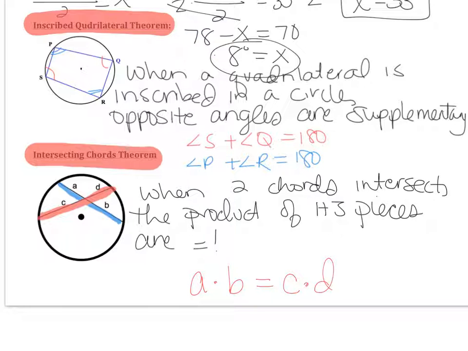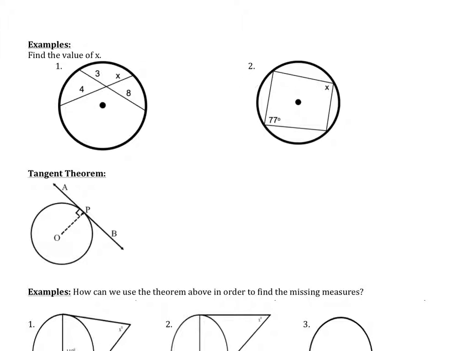That doesn't mean their lengths are the same. That means when you multiply the pieces together, they're the same. When you find the length, you would add them up, and when you add them up, not necessarily are they the same. So go ahead and flip your paper. Examples. Let's take a look at this.